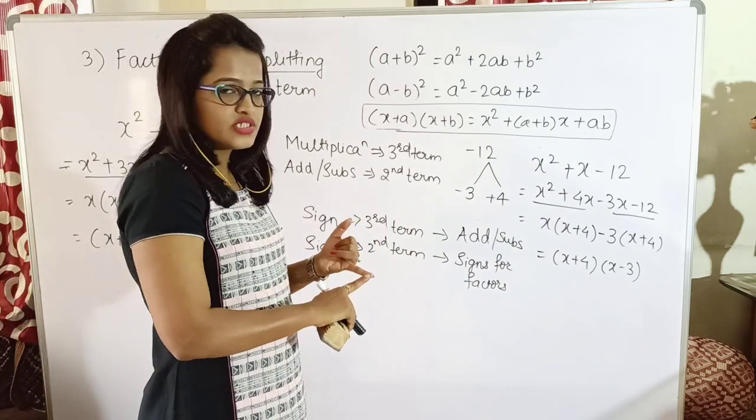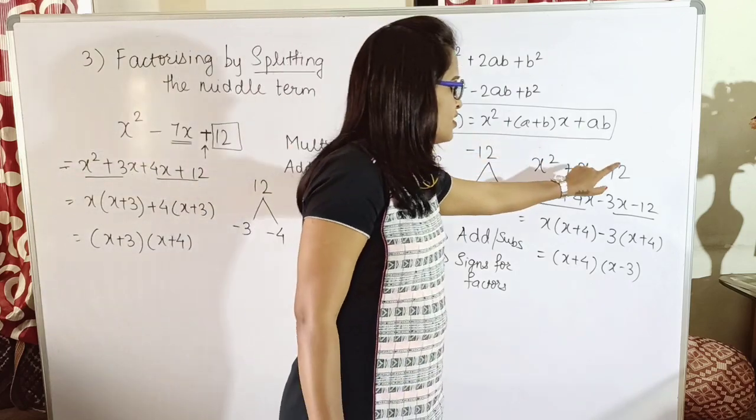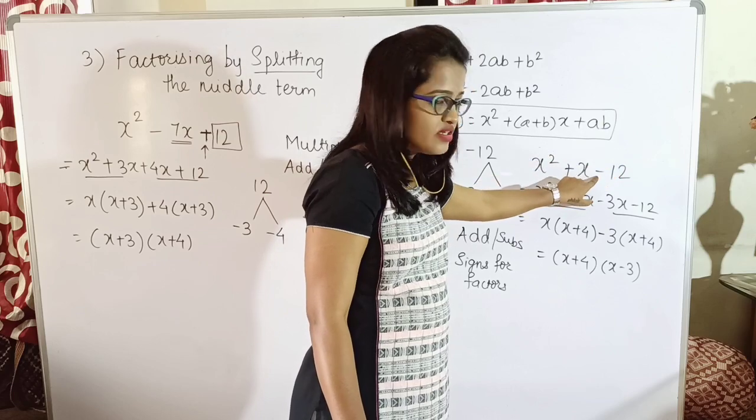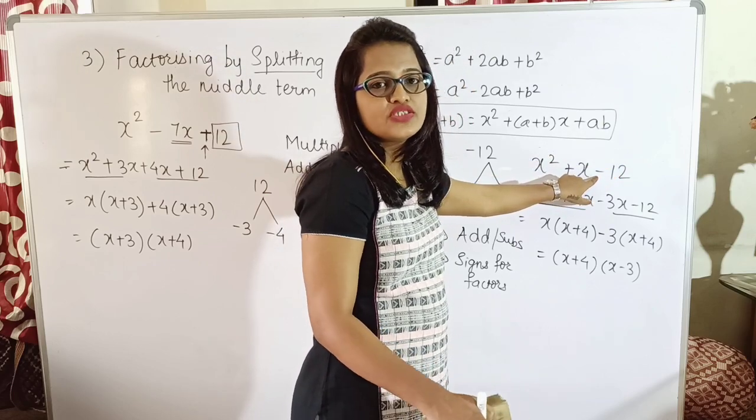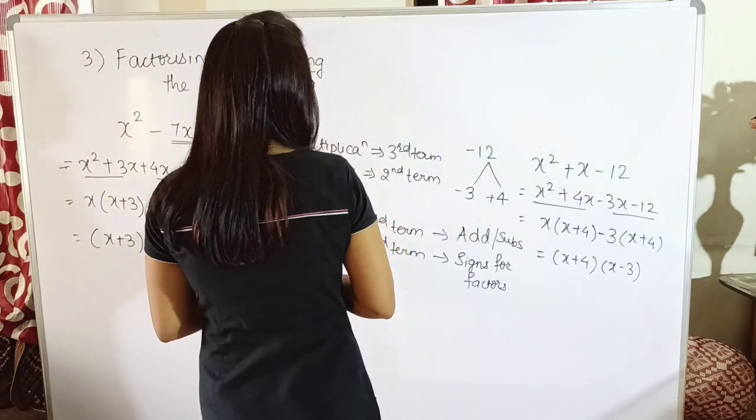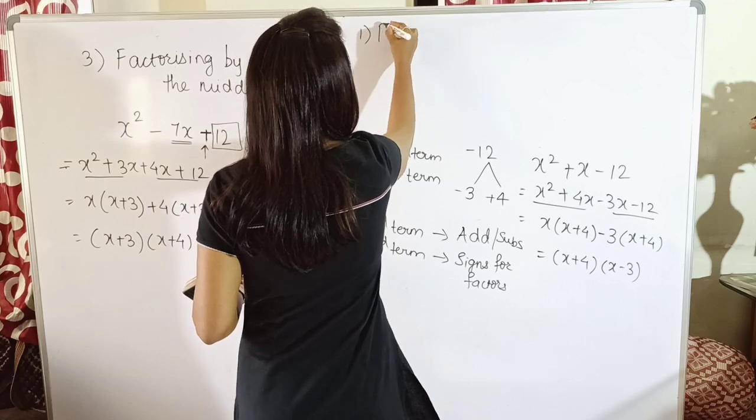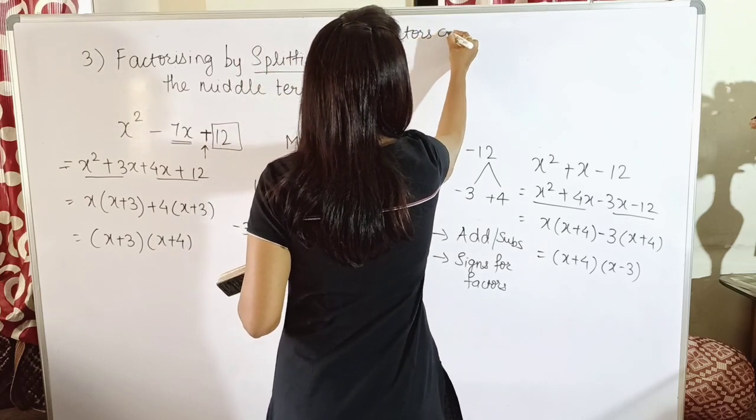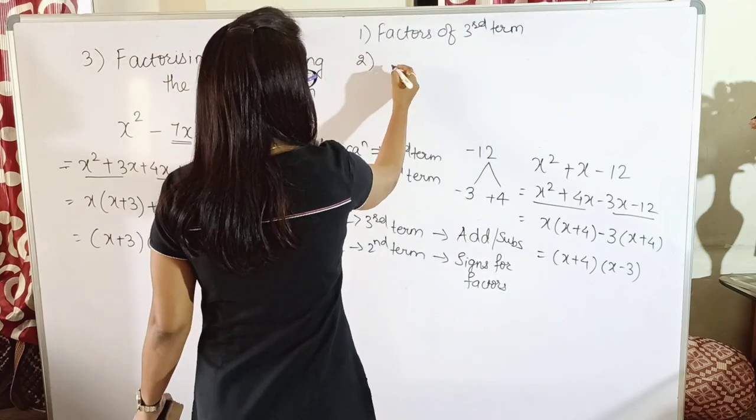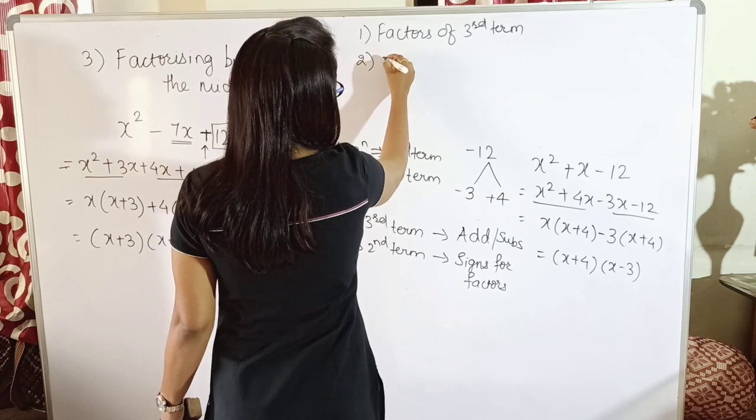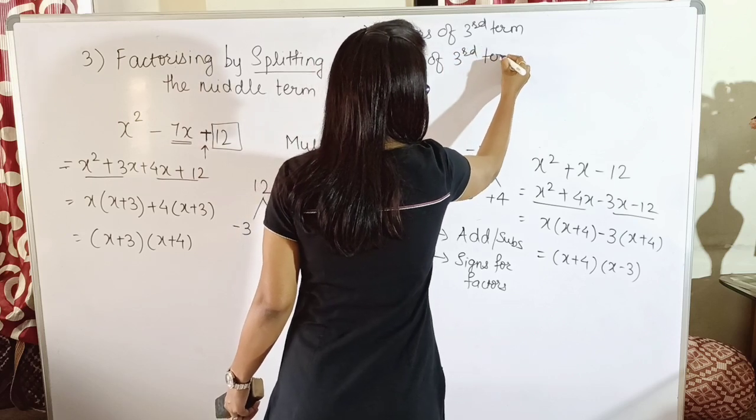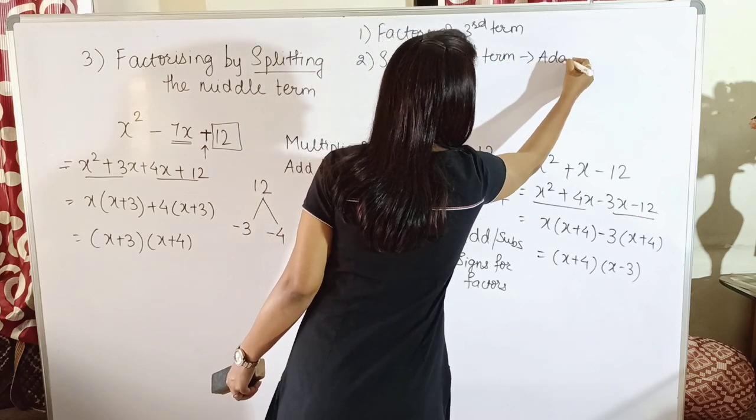So the steps: first step says look out for the third term and find its factors. The sign of the third term tells you whether the factors have to be added or subtracted. Let me write down the steps here, that will be pretty easy. First step, factors of the third term. Second step would be: the sign of the third term tells you whether you will go for addition or subtraction.